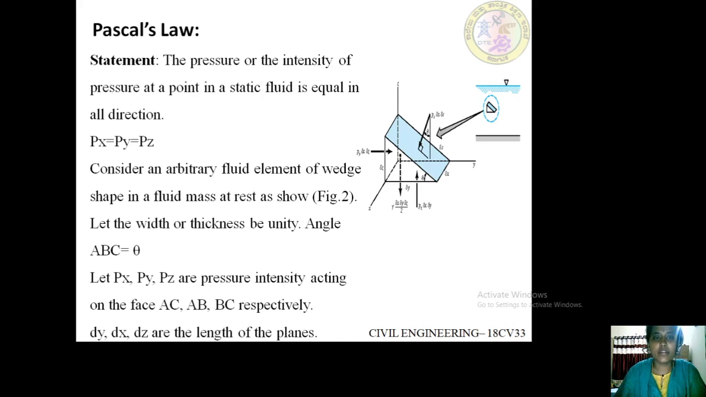Consider an arbitrary fluid element of wedge shape in a fluid mass which is at rest, as shown in the figure. This is the arbitrary fluid element. Let the thickness be unity. Angle ABC equals theta.